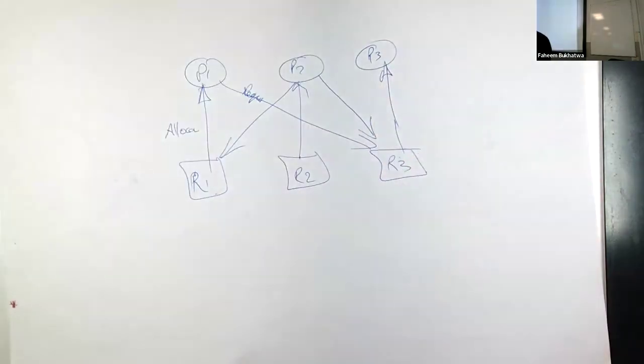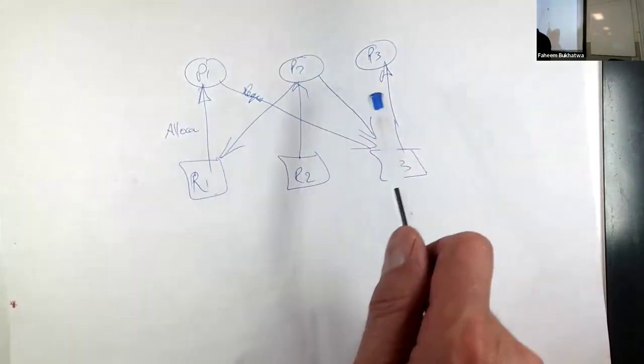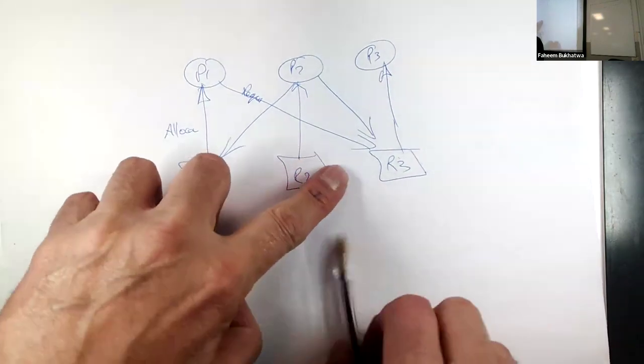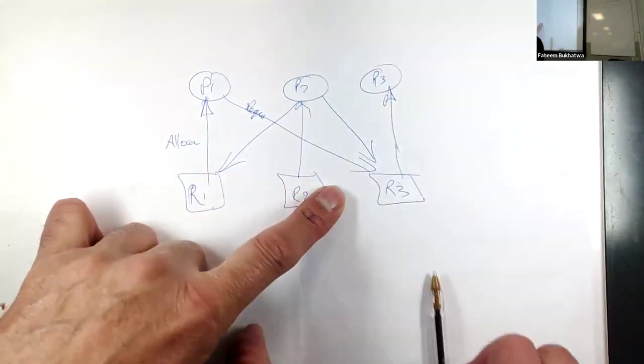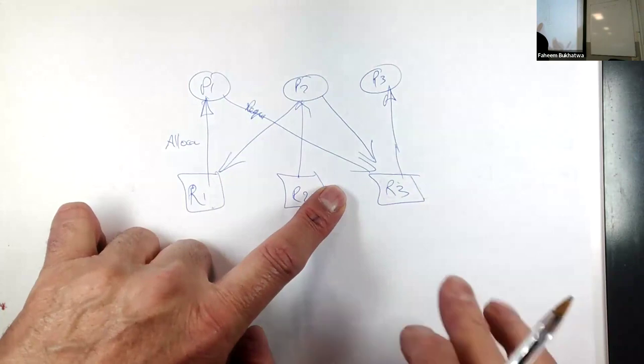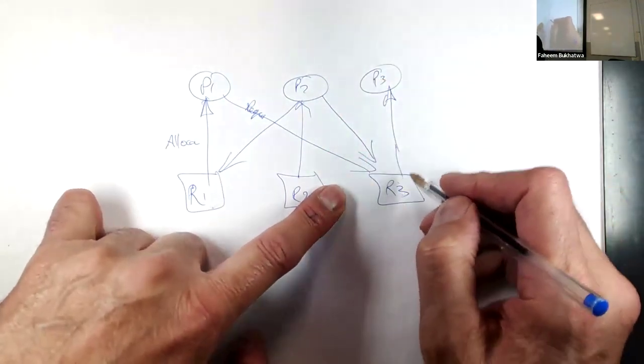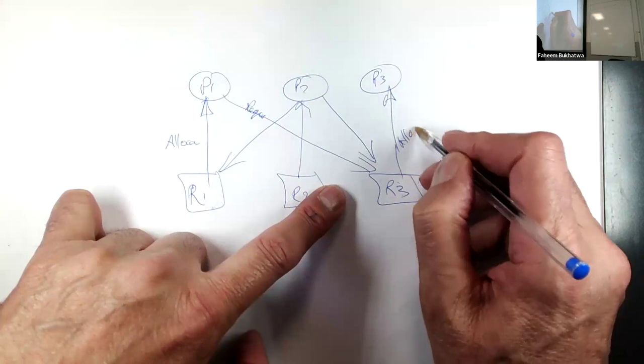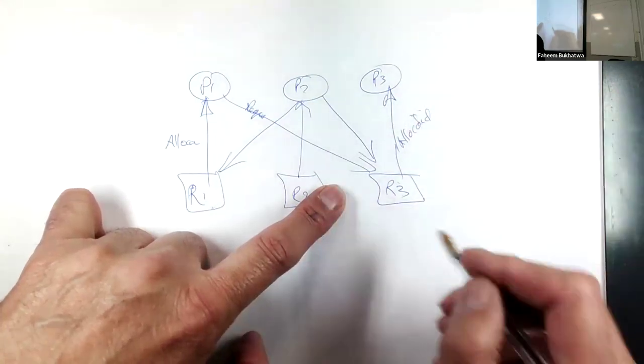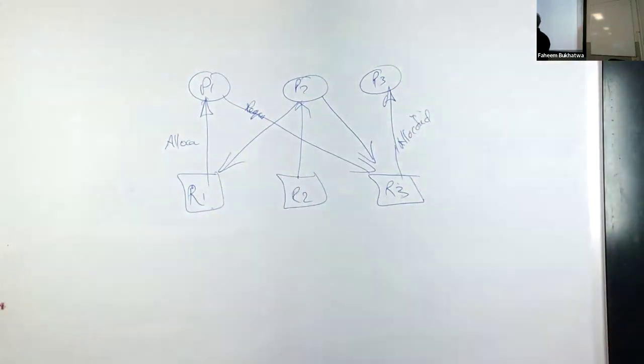Process 3, does it have everything it needs? It only needs 1 item, and it has it. How do we know it has it? Because the arrow is pointing from the resource to the process. That means resource 3 is allocated to process 3. That means it has it. It only needs 1 item. Maybe a printer prints 1 page and finishes. Let's say this one is going to finish. Why is it going to finish? Because it has everything it needs.